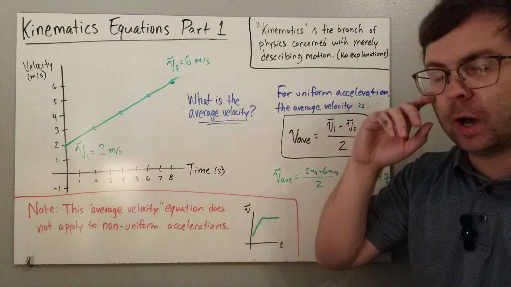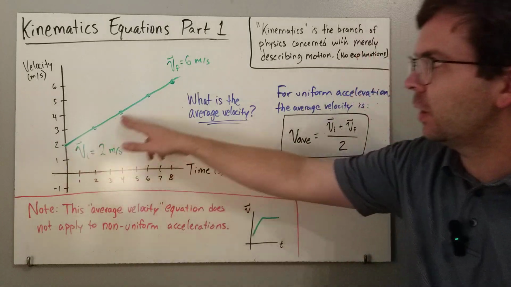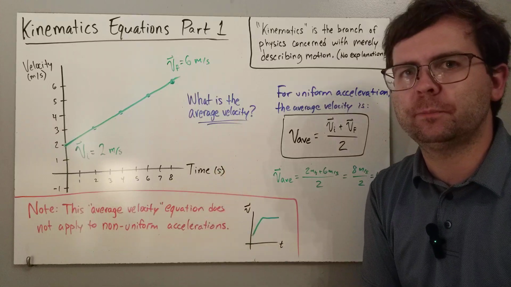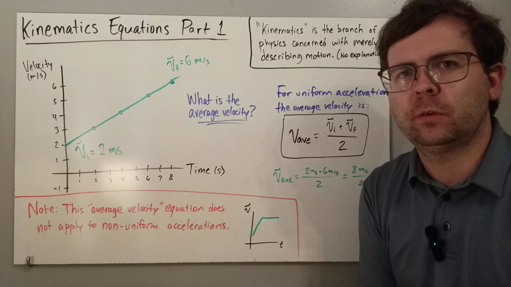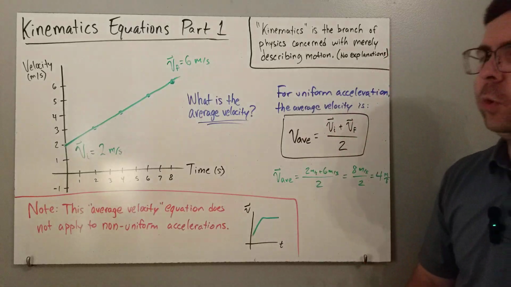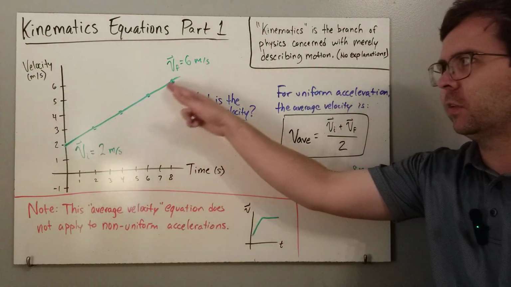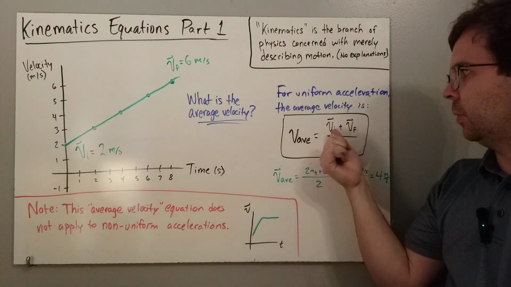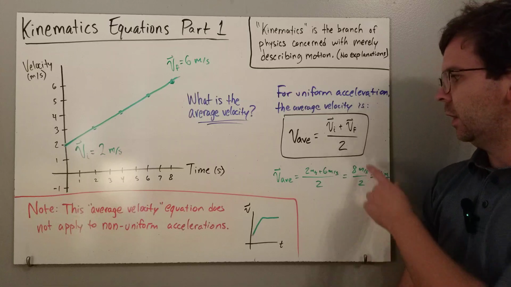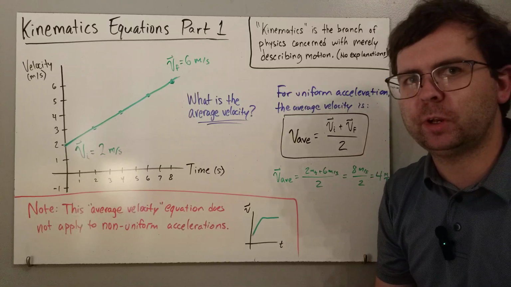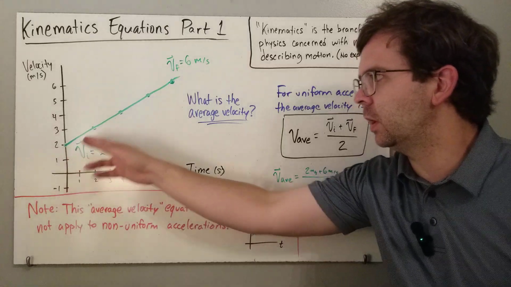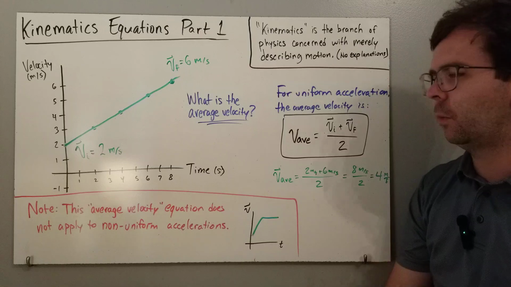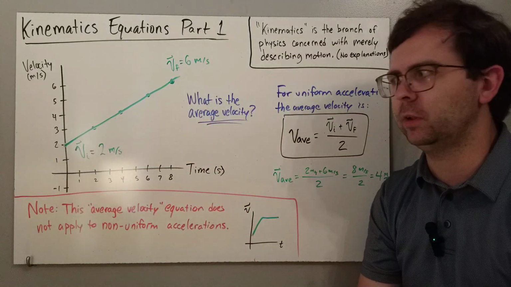Here we have an object that's speeding up from 2 meters per second to 6 meters per second. A question we could ask is, what's the average velocity? That may not be a question that you ever wanted to ask, but now you know the answer. For a uniform acceleration like this, where it's staying constant throughout, it's a straight line, the average velocity is simply add up the starting and the final velocities and divide by 2. It's just like you would find the average of any two things. You add up the beginning and the end and divide by 2. So in this case, 2 plus 6 divided by 2 is 4 meters per second. So that would be the average velocity here.